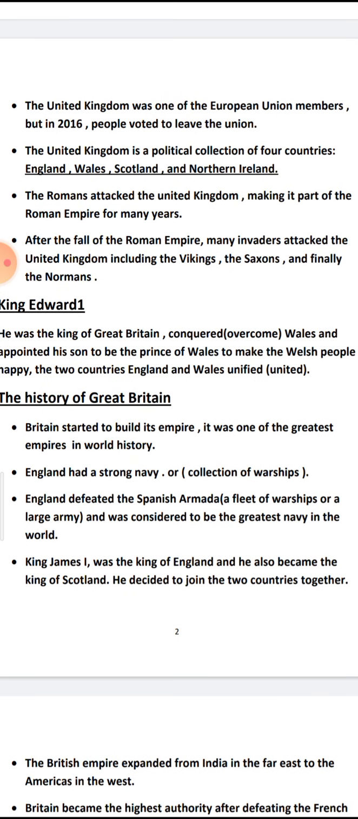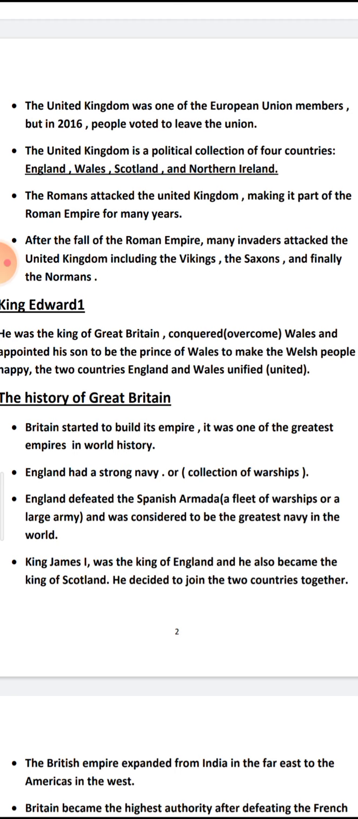I can ask you, the United Kingdom was one of the European Union members, but what happened? People voted to leave the Union. When? In 2016. So people voted to leave the European Union in 2016. Twenty sixteen, okay? The United Kingdom is a political collection of 4 countries.